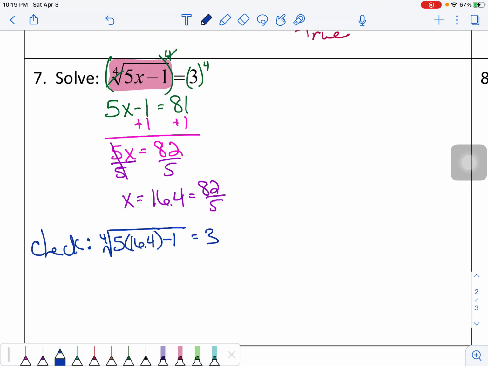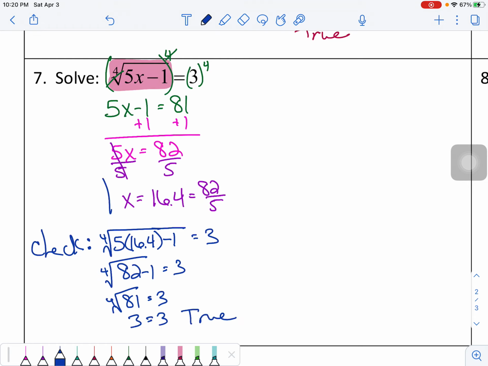So I'm going to do 5 times 16.4, which is 82. 82 minus 1 is going to be 81, and the fourth root of 81 is 3. True statement. And so x is either 16.4 or 82 over 5. I actually prefer the fraction answer, but I would take the decimal as well.